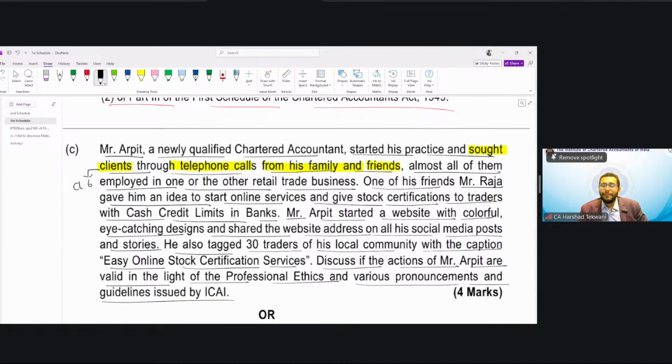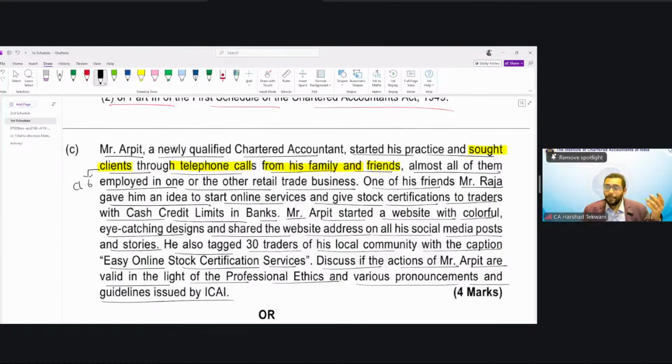When you share the website address on a social media post or story, it is a kind of advertisement. Remember that. You are trying to advertise in order to solicit work, which is not permissible. So you cannot do those things. You cannot circulate. And secondly, with respect to the website with catchy colors and eye-catching designs, and all those things.